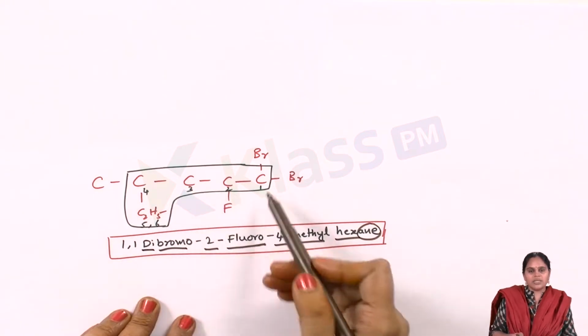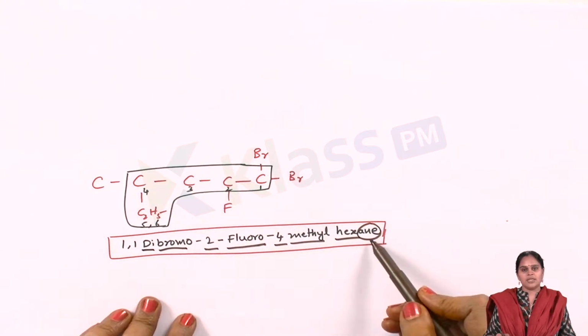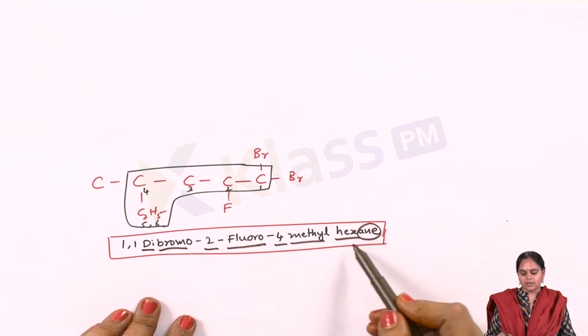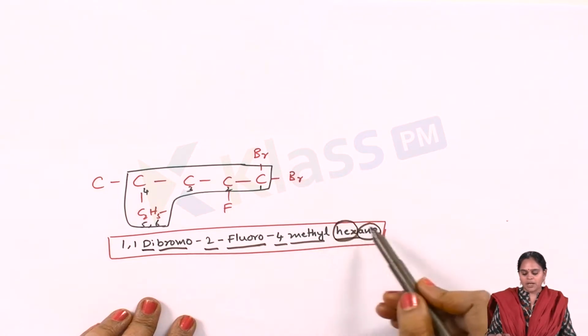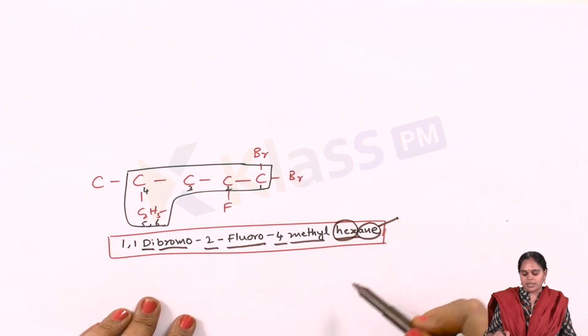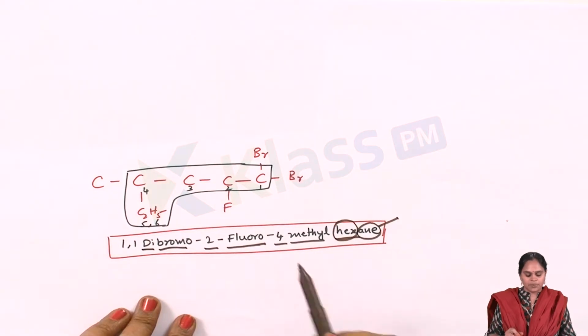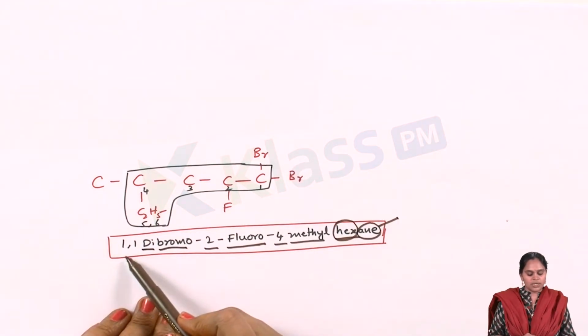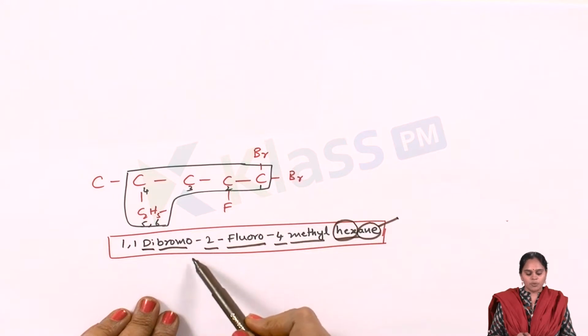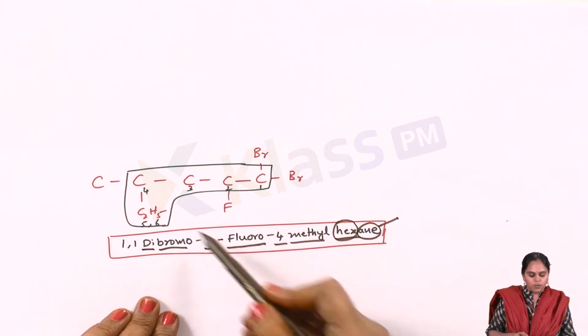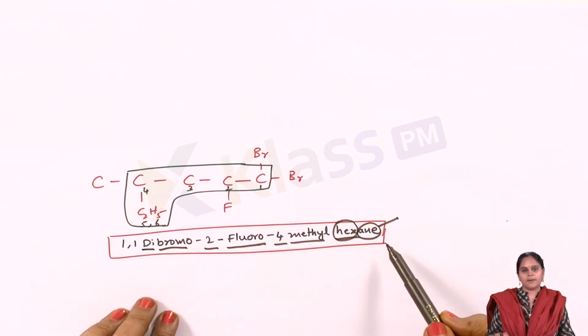Because all are single bonds, we have to specify single bonds with alkane. This is the alkane member name, and this is the family name. Ane is the family name. So for this you need to read out 1, 1 dibromo, 2 fluoro, 4 methyl hexane.